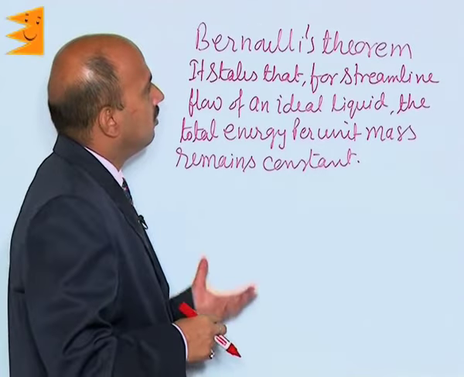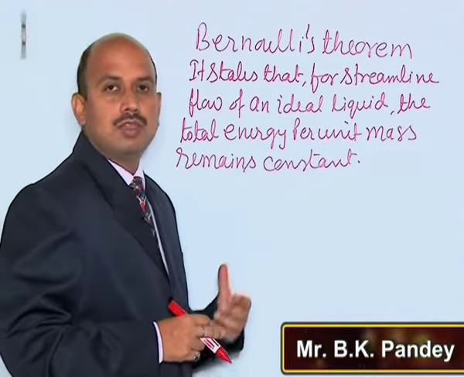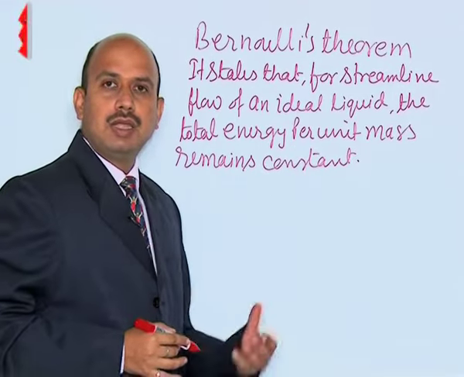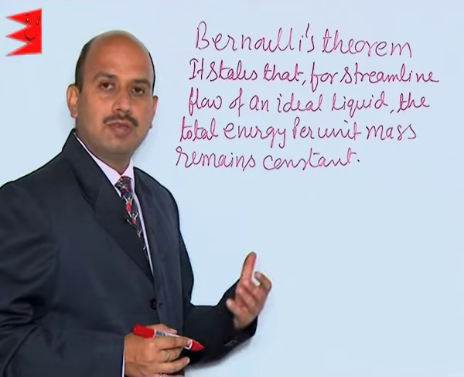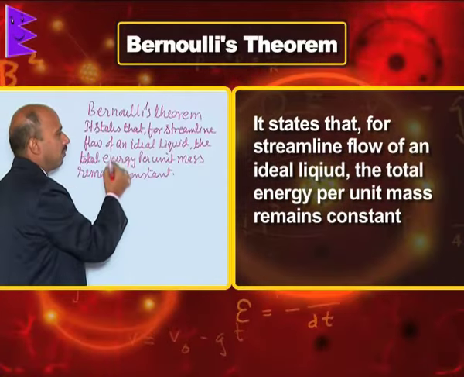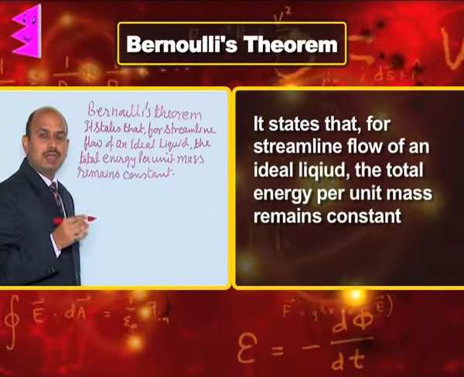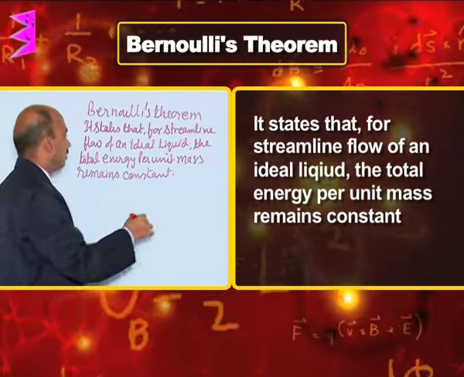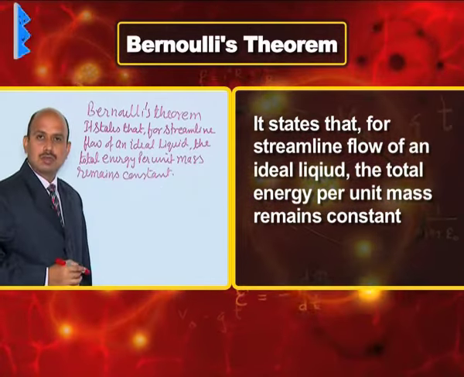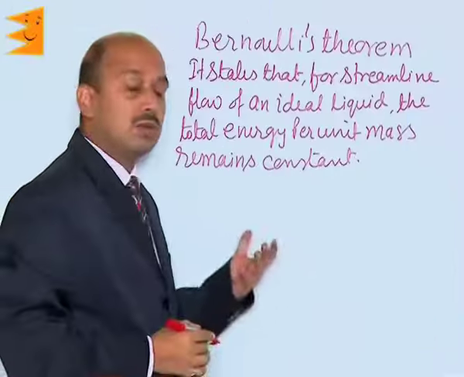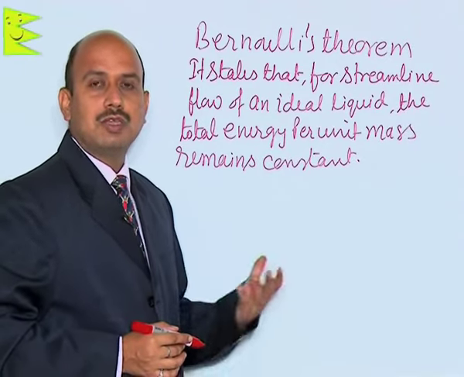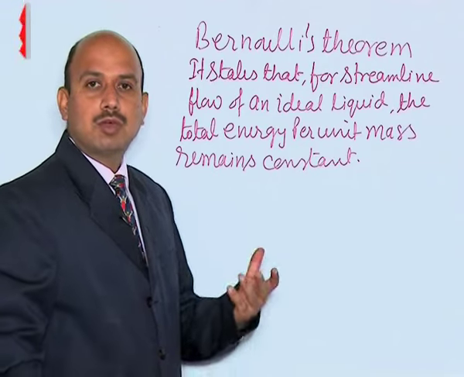Now see here, next is Bernoulli's theorem. This is applicable for an ideal liquid, that means completely incompressible and non-viscous liquid. It states that for a streamlined flow of an ideal liquid, that means incompressible and non-viscous, the total energy per unit mass remains constant. It means total energy, the sum of the potential energy per unit mass, kinetic energy per unit mass and pressure energy per unit mass, remains constant.